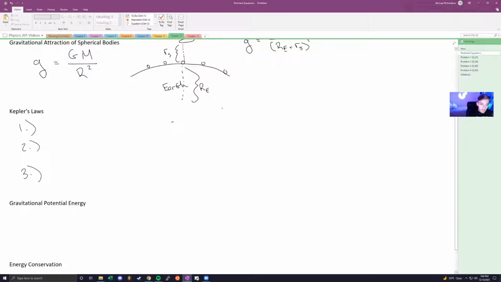I think it's better to draw this to see. Oh, that's not an ellipse. So we'll say it's kind of like this. You guys get the idea. So what we can say is that the sun will sit somewhere within this right here, where it'll have some focal point.